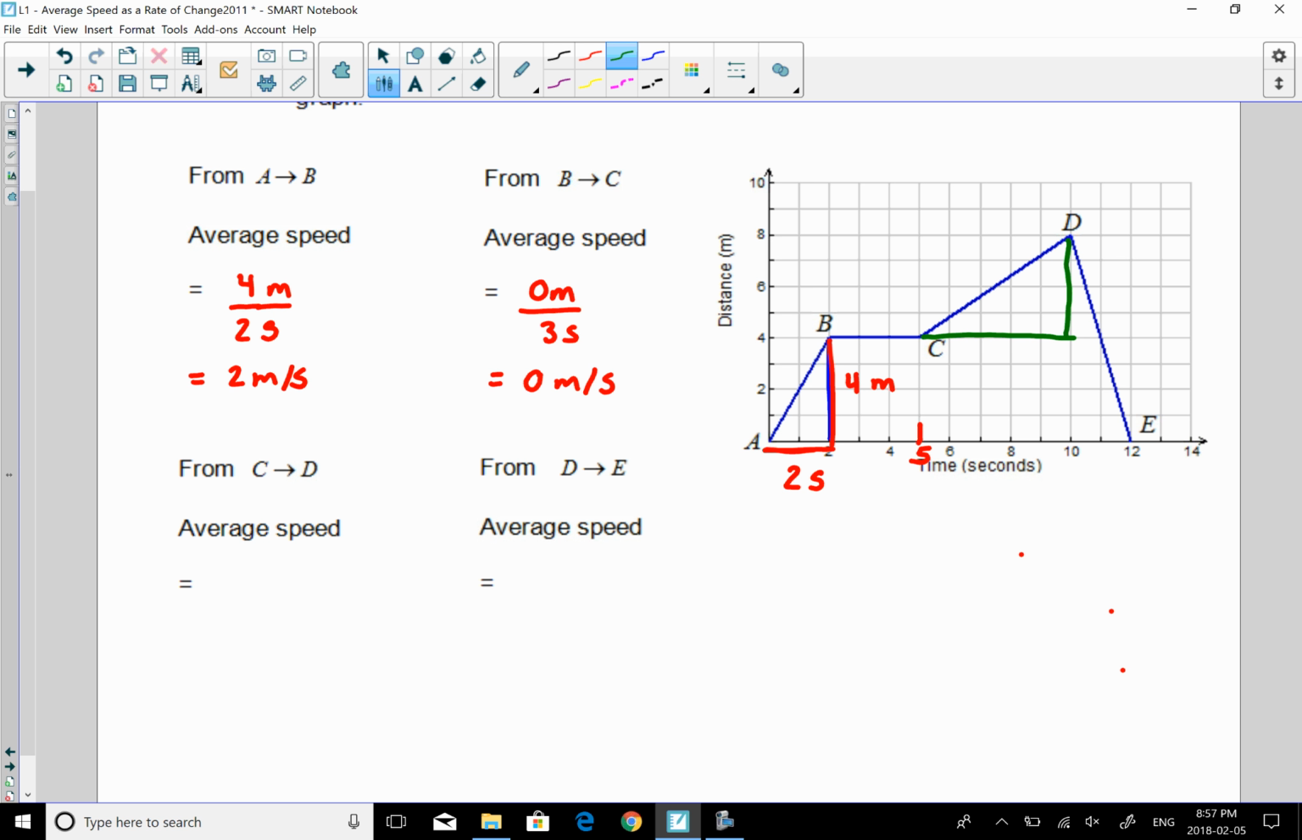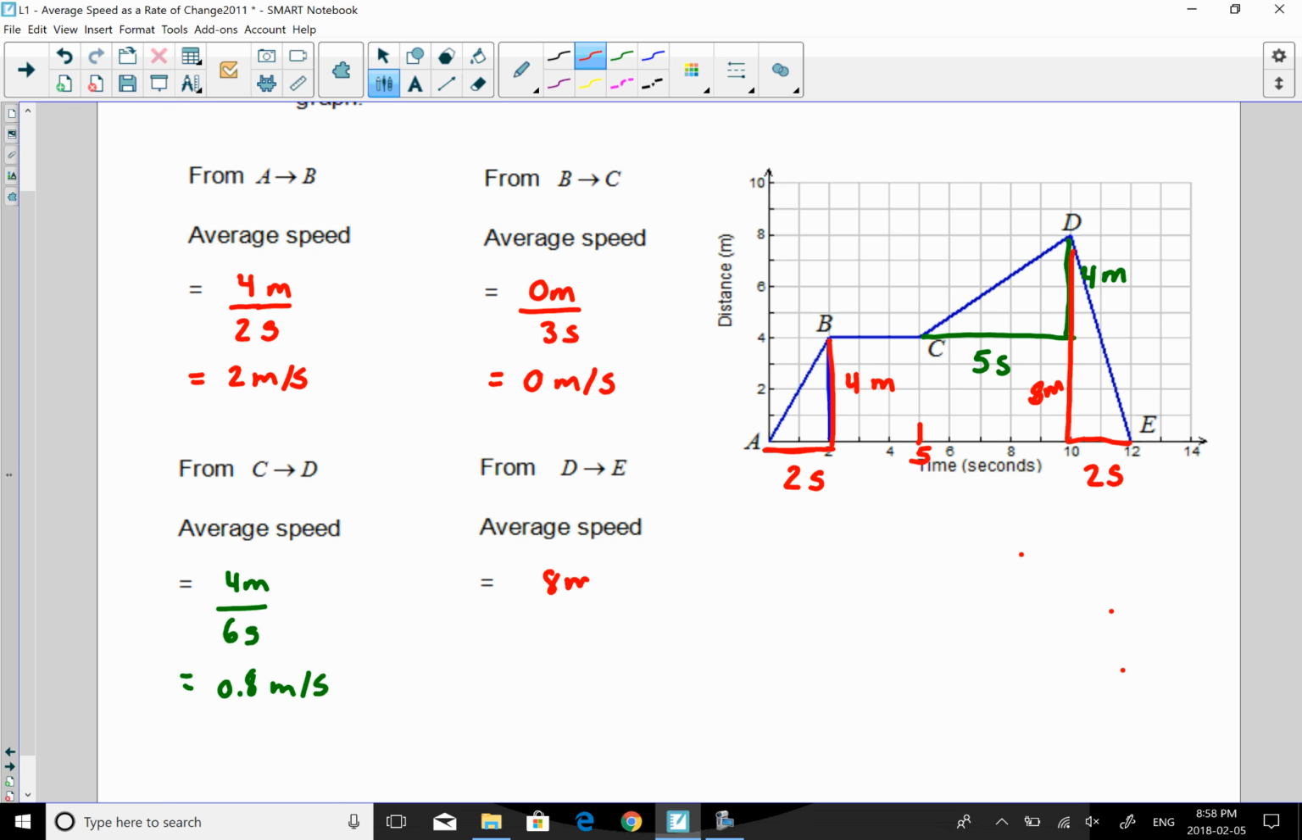That's how you get your rate of change. So from 5 to 10, that's 5 seconds. And from 4 to 8, that's 4 meters. So we're talking about 4 meters in 6 seconds. So it's 0.8 meters per second. And lastly, from D to E, you have 8 meters in 2 seconds. So 8 meters, 2 seconds. That's 4 meters per second.